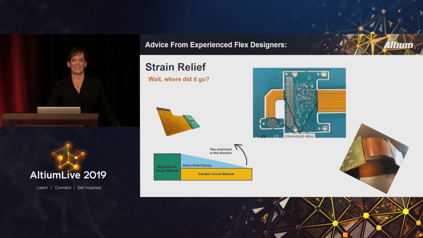And then strain relief. So as you mentioned, it's best practice to put a layer of, or a bead of epoxy at that flex and rigid transition point. Put that on the fab drawing as a requirement. It's very common practice with rigid flex.